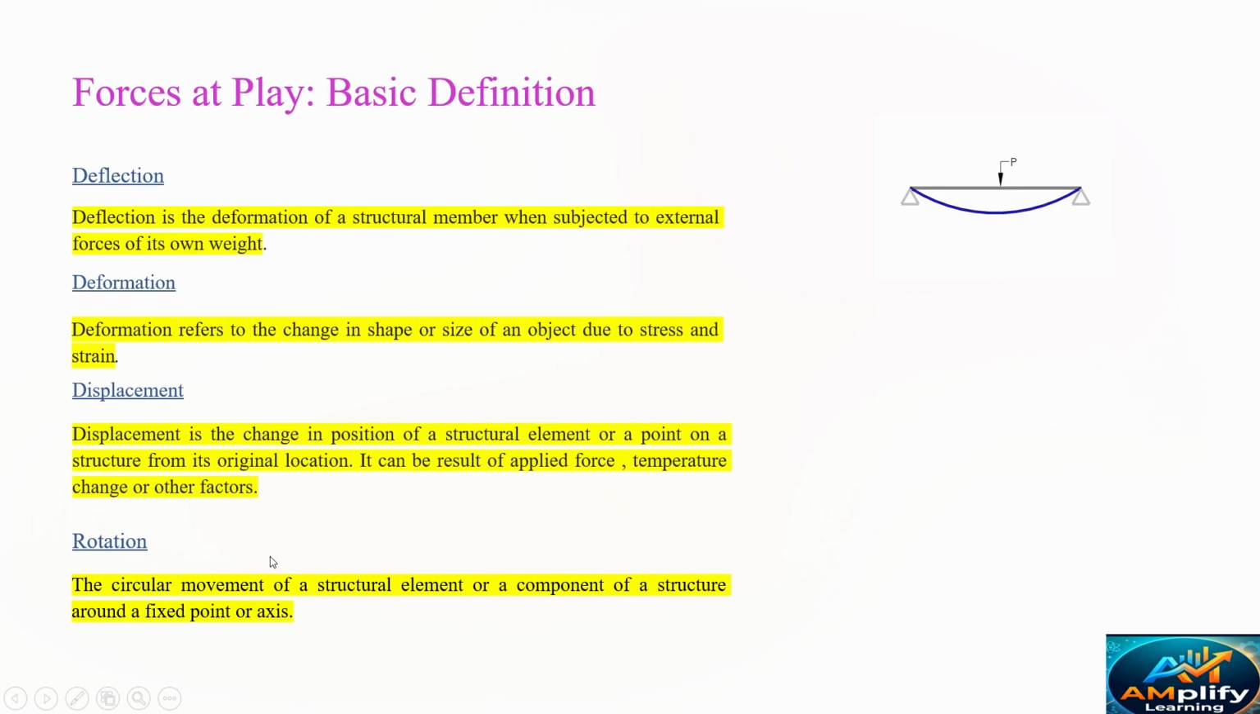What next? Next is rotation. What is rotation? Rotation means a structure can rotate around a fixed point, a circular movement of a structural element. If a structural element can move about a fixed point or axis, that is called rotation.